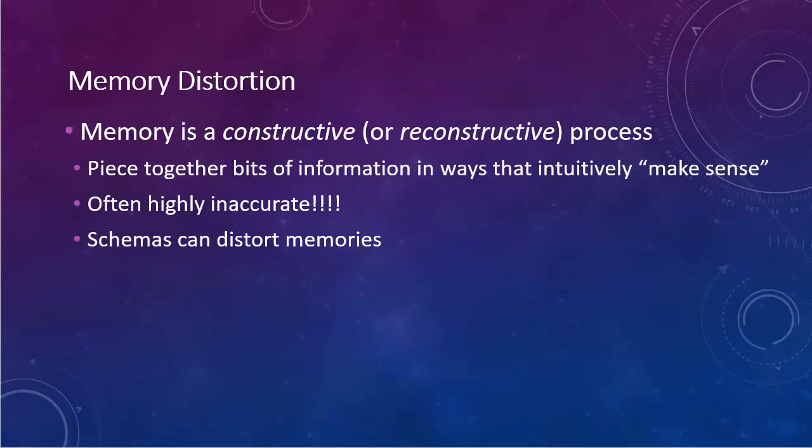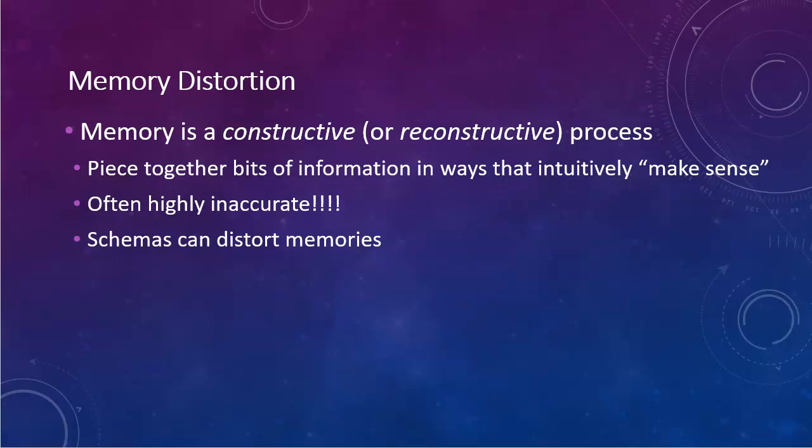Now, also when we're talking about forgetting, we need to talk about something called memory distortion. So memory distortion is kind of like where you forget bits and pieces, but then your brain puts together the information you have into a story that makes sense. So in other words, your memory is a constructive or reconstructive process. So you'll piece together those bits of information in a way that intuitively makes sense. And oftentimes, what your brain puts together is very inaccurate. It's not true. And these schemas can really distort our memories.